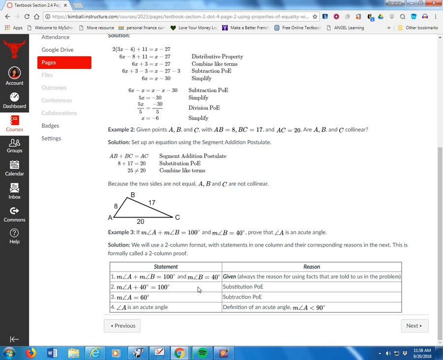that the measure of angle A is 60 degrees. Therefore, A is acute because the definition of an acute angle says that angles are less than 90. It's not hard. You have to justify every step. Okay.